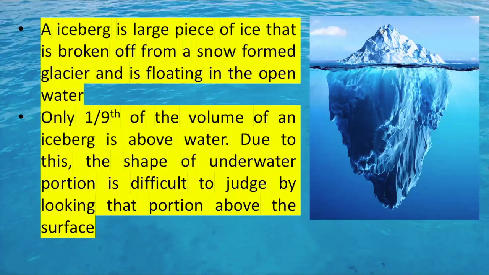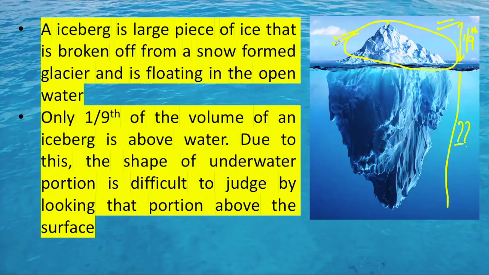An iceberg is a large piece of ice that has broken off from the snow formed in a glacier, and it is floating in the open water. As you can see in this image, only 1/9 of the volume of an iceberg is above the water. Fine. This amount is only 1/9 of the total iceberg. And due to this, the shape of the underwater portion is difficult to judge by looking at this portion only. Clear?